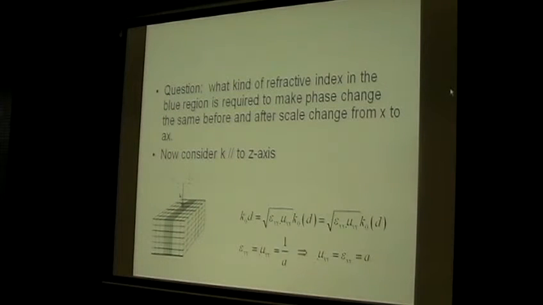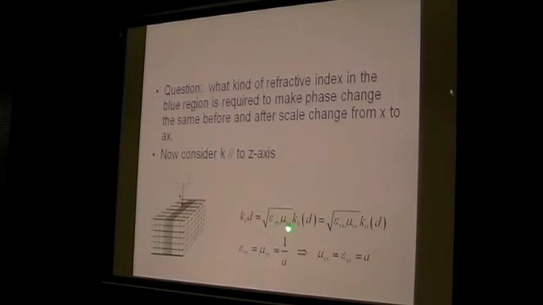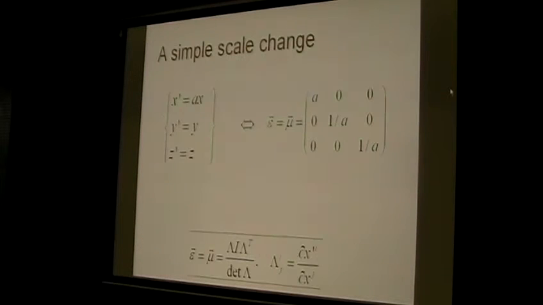But notice that I have no choice but to already say that one of them must be 1 over A. And since one of them is 1 over A, but then I require that nothing is changed, then the other one must be A. And so with this very simple argument, without doing much mathematics, you can say that if I'm going to perform a scaling, and I insist that this scaling doesn't change anything, then I must change my epsilon and mu accordingly, according to this particular tensor. So one component is the same as the scaling, but the other two components are the inverse of that.